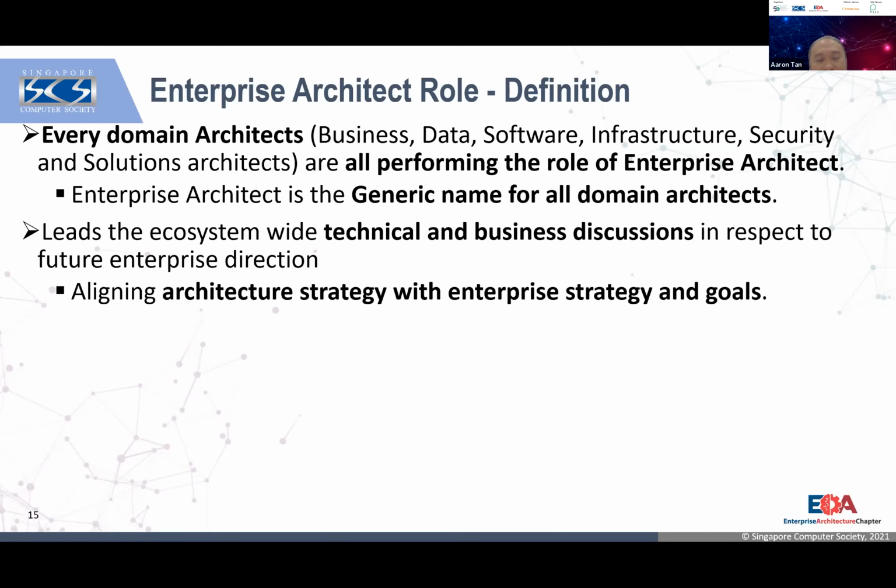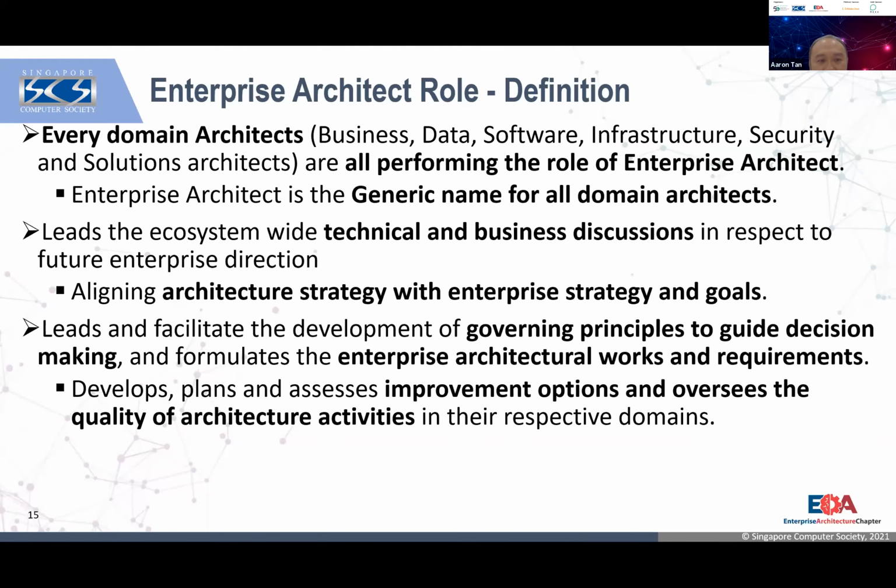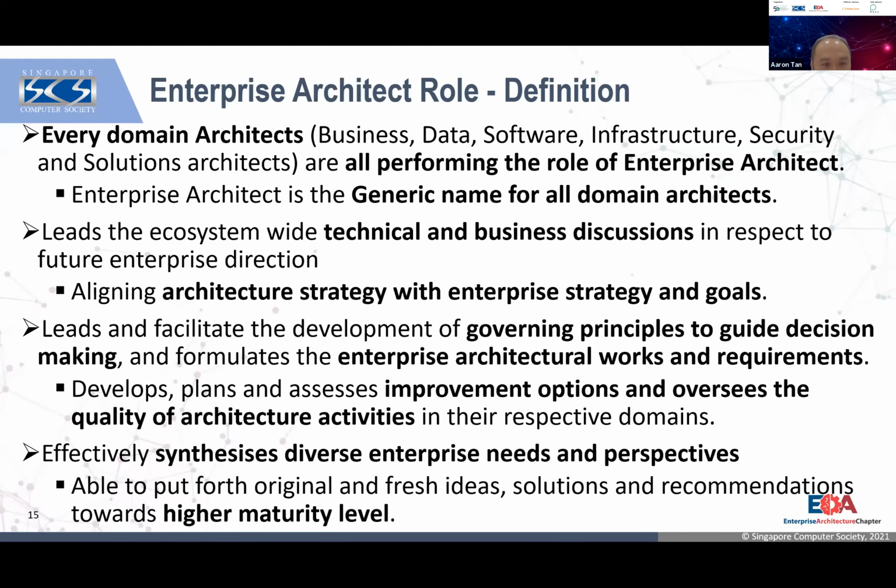Then the next one, of course, we need to have balanced skills, and we also need to be able to lead a technical and business discussion, right? And also align architecture strategy with the enterprise strategy and goals, right? We also need to help in the governing principles for decision making, and also oversee the quality of architecture work. And of course, synthesize diverse enterprise needs and perspectives, because we cover a lot of divisions and key stakeholders. So we need to be able to check and balance among them, right? Because we cannot be swayed into one political group or direction. We need to be balanced and maintain neutrality.